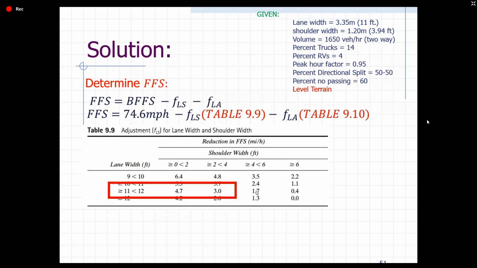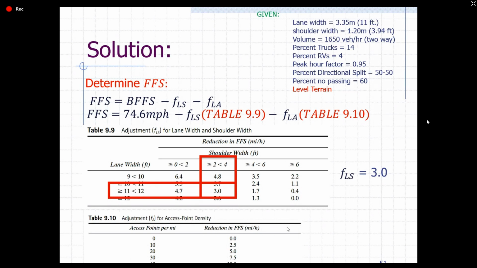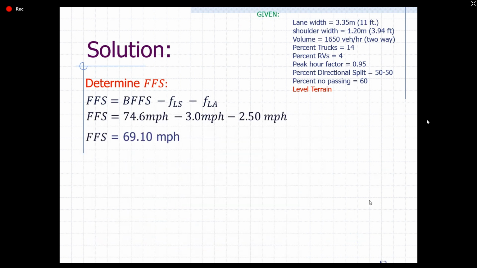Okay? So ito yon. Yung magkakamali dito sa greater than or equal sign dito or dito. So next is for your FLA, let's go to your table 9.10. So your access points per mile is, ilan ulit yun? Meron ata tayong 10. So your FLA is 2.5. Okay? Subtract lang natin yung dalawang ito into your free flow speed. We now have your free flow speed is 69.10 miles per hour.